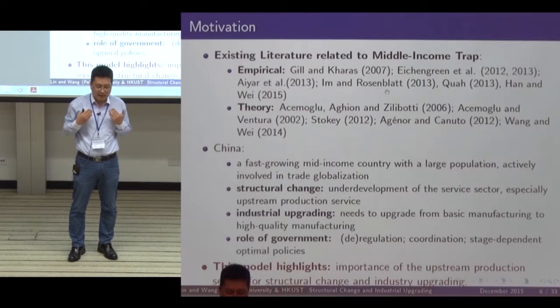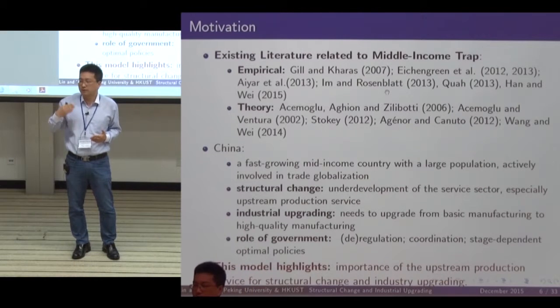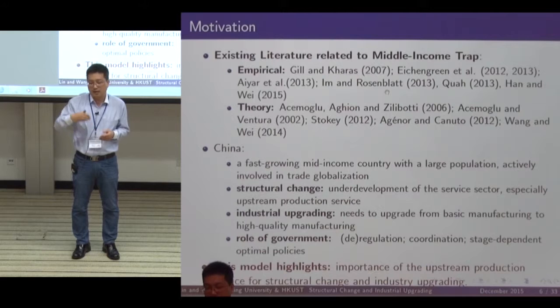And we divide manufacturing into low-quality manufacturing and high-quality manufacturing. The criterion we use to divide low quality and high quality manufacturing is the Eurostat high technology classification.